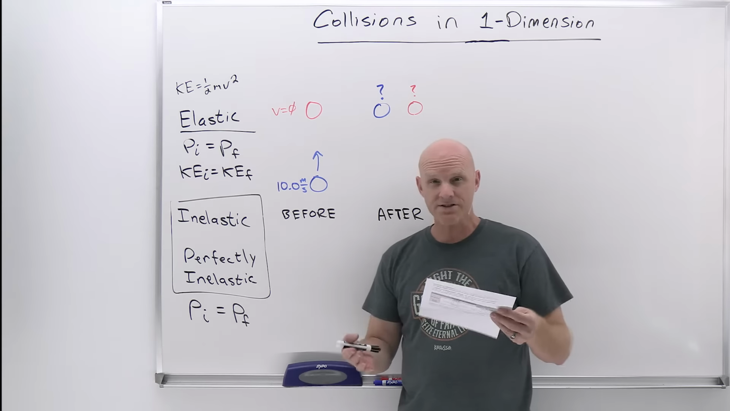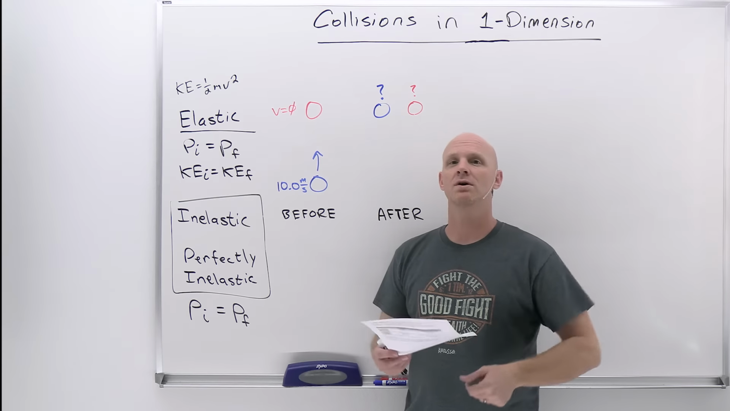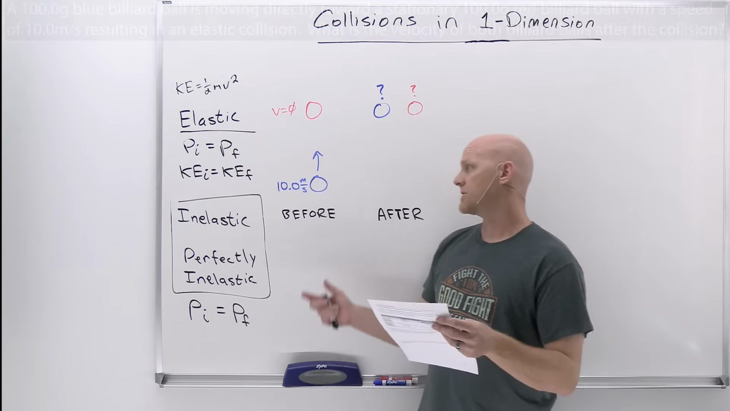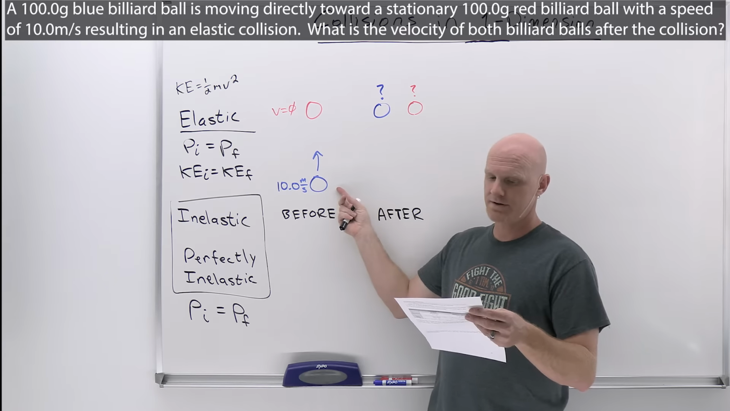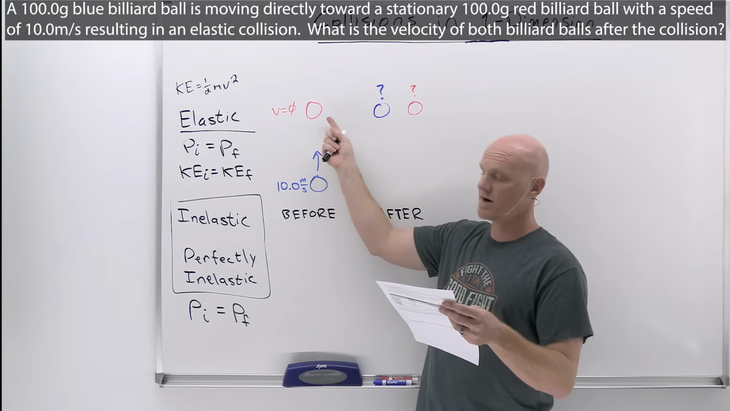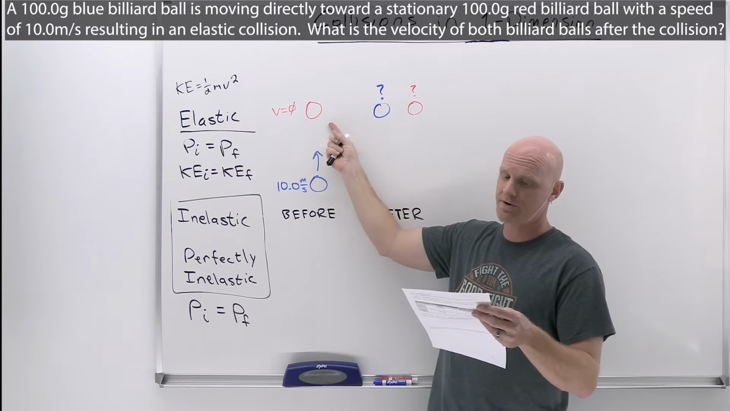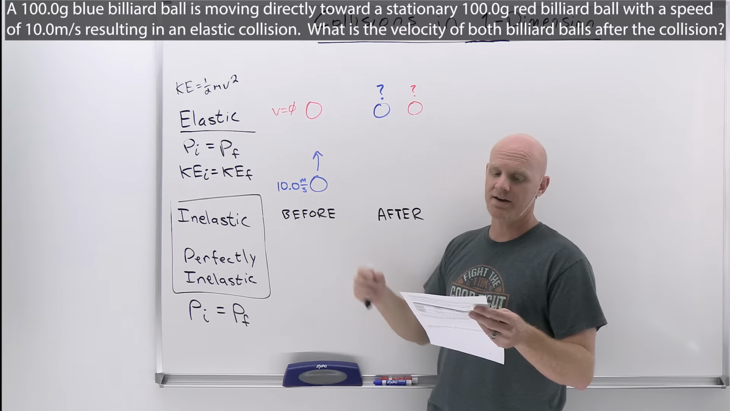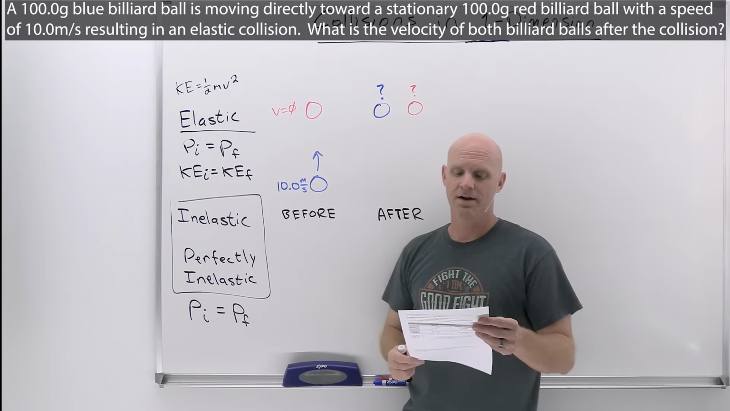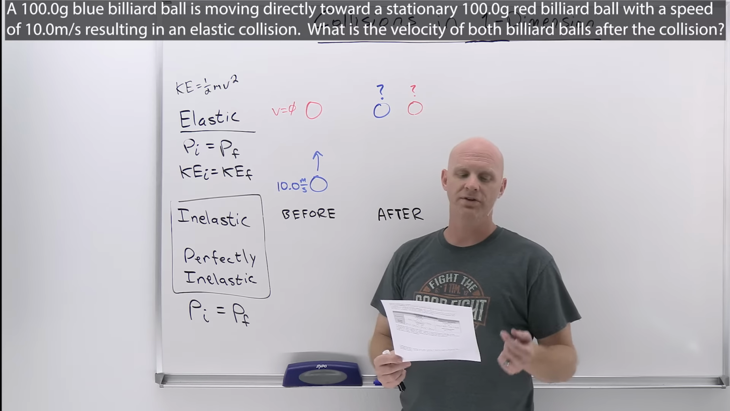All right, so the next question will be the last one involving a blue ball and a red ball, I promise. So the next one says a 100.0 gram blue billiard ball is moving directly toward a stationary 100.0 gram red billiard ball with a speed of 10.0 meters per second, resulting in an elastic collision. What is the velocity of both billiard balls after the collision?